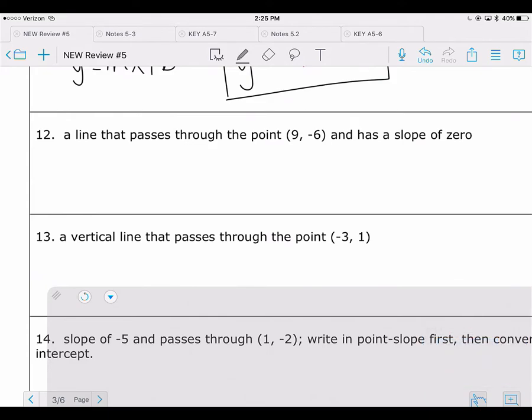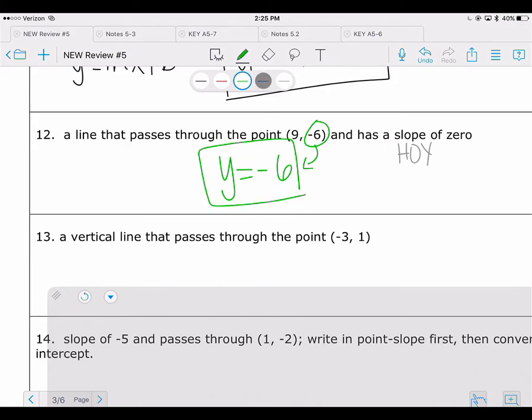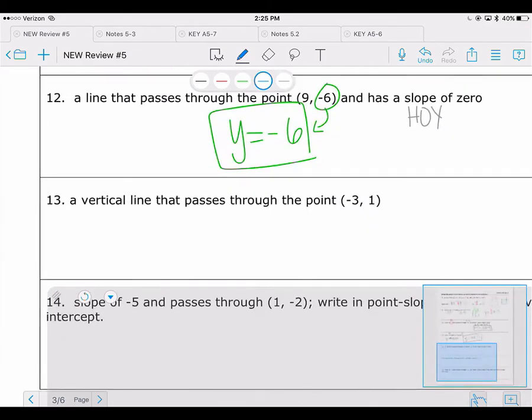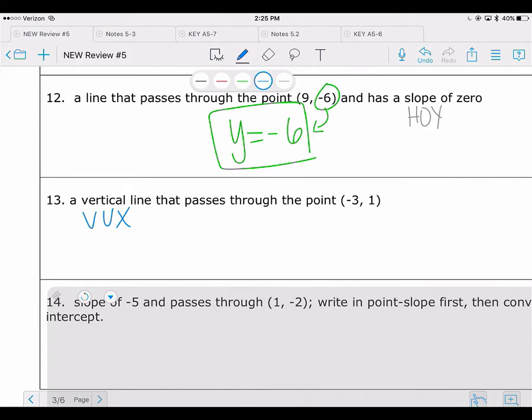Problem 12 is a special case. We go through the point with y-value 6 and it has a slope of 0. So slope of 0 is a horizontal line. Therefore, my equation would be y equals my y point. And I'm done. 13 is asking for a vertical line, which would be an undefined slope. Vertical tells us we use x, and we use our x point.